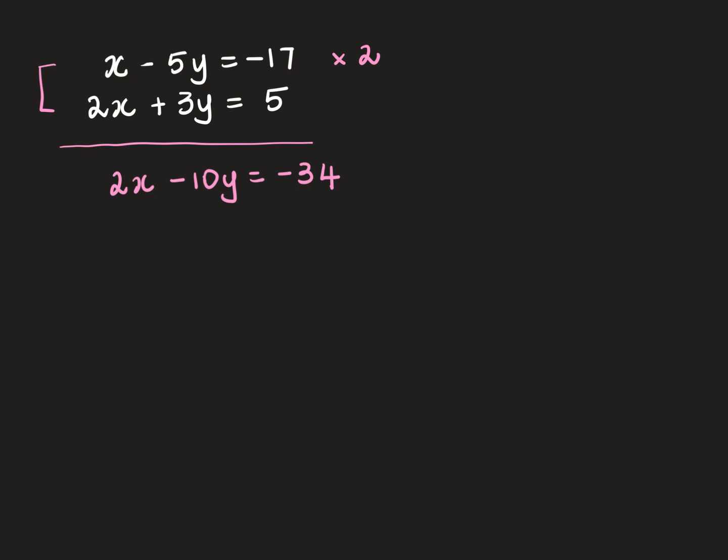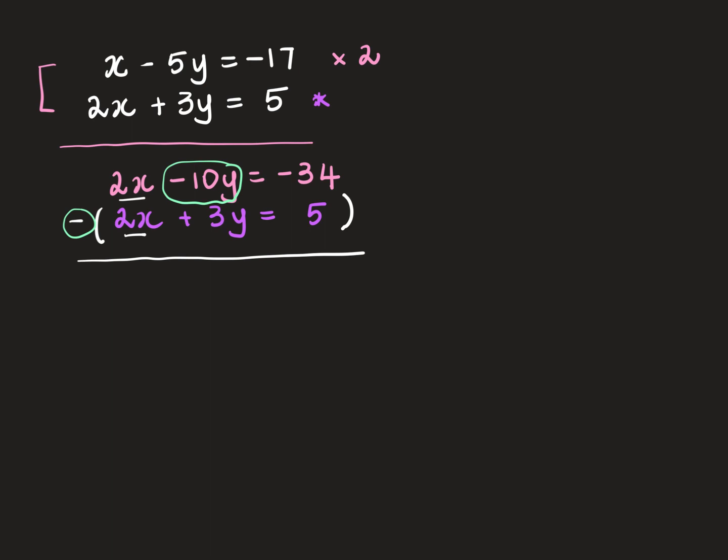Then I'm just going to write my second equation just as it is: 2x plus 3y equals 5. Now I look at these two equations and I say, if I subtracted them, that would eliminate my x's. Watch how it's done. 2x minus 2x, nothing. Next I say minus 10y minus 3y. Minus 10 minus 3 will give me negative 13y. And then I say minus 34 minus 5. That will give me negative 39.